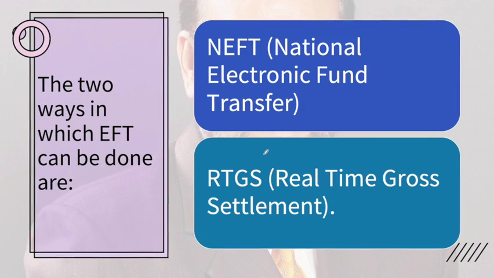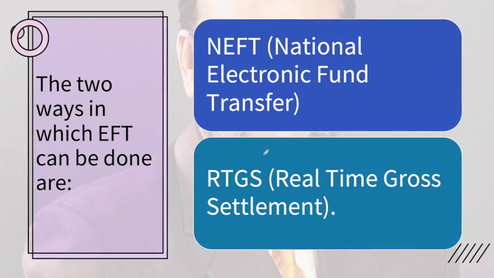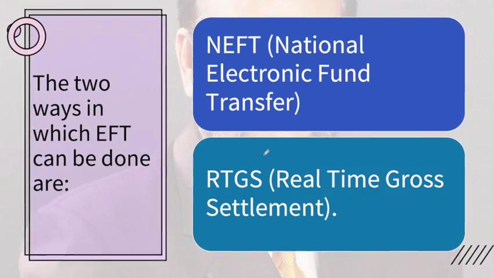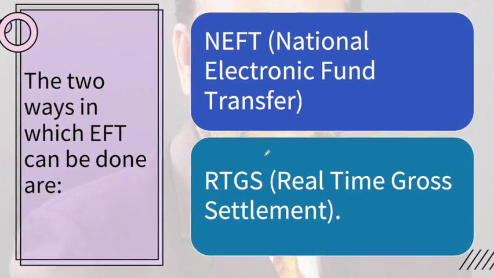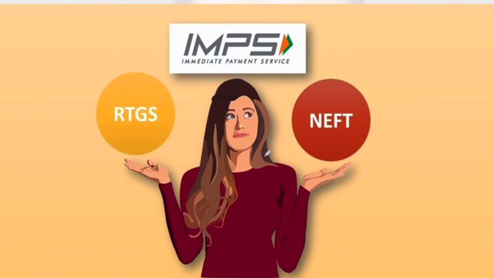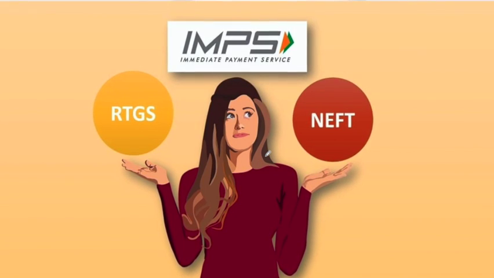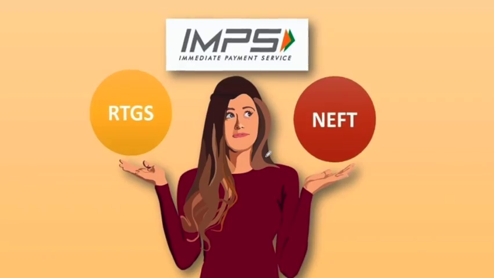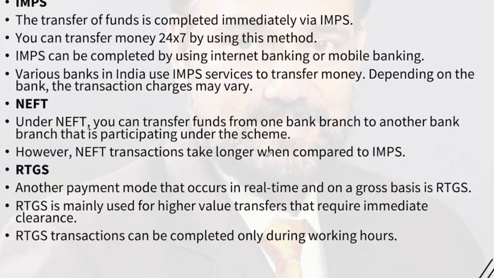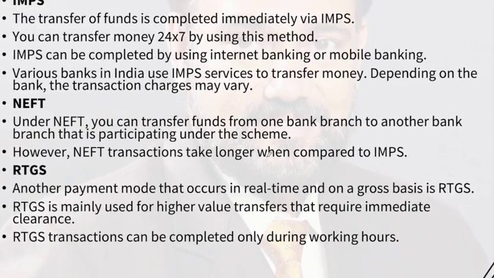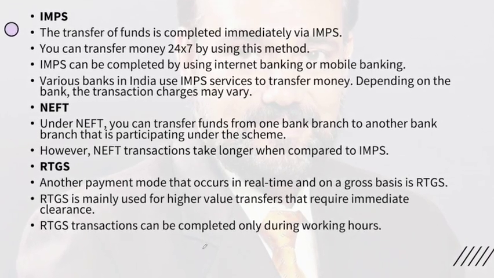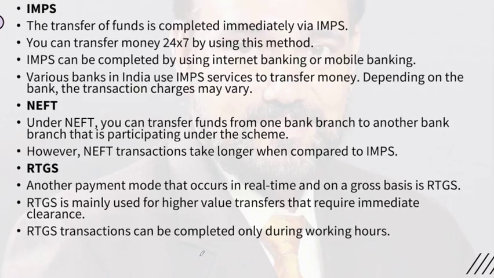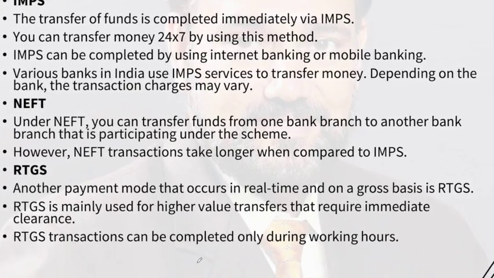There are two ways in which EFT can be done. One is NEFT, another is RTGS. Now here I would like to introduce you to the third one also. This is IMPS. This is called Immediate Payment Service. Now what are these three things? I have shown it here. Now let us understand how these three things differ from each other.